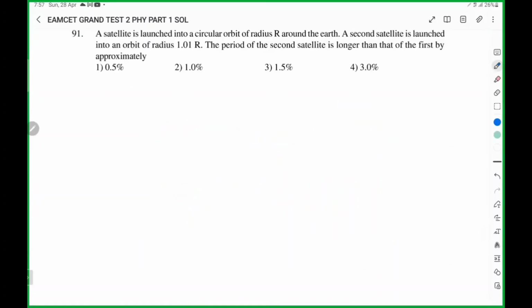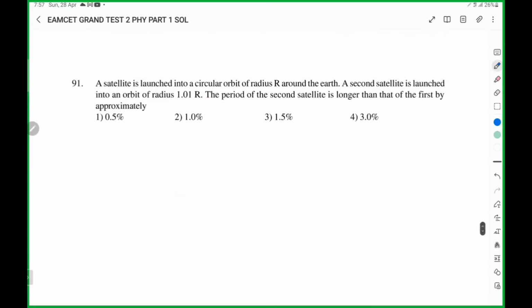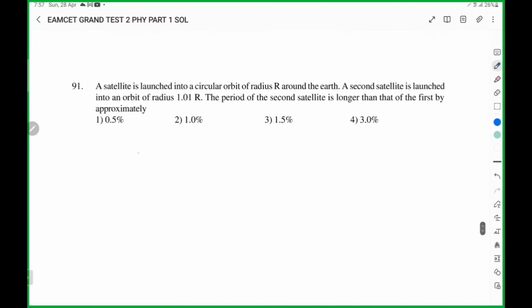A satellite is launched into a circular orbit of radius R. A second satellite is in an orbit of radius 1.01 R. Find the percentage change in time period. So Kepler's law: T square is proportional to R cube. Here the radius changes from R to 1.01 R. This change is small, so you can take the help of differentiation. 2 log T is equal to log K plus 3 log R.